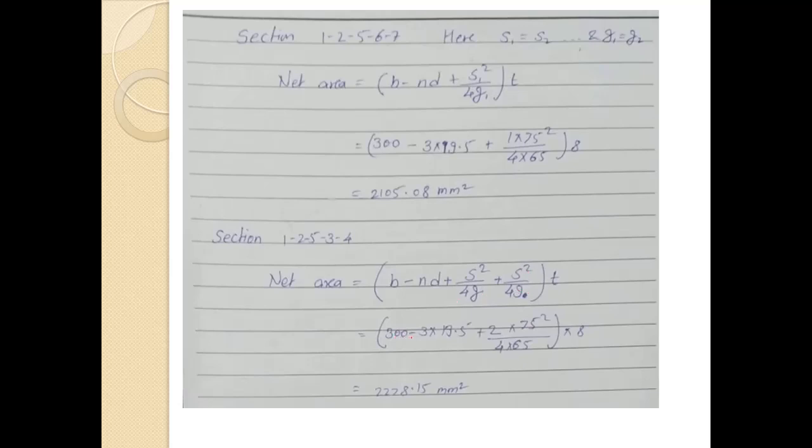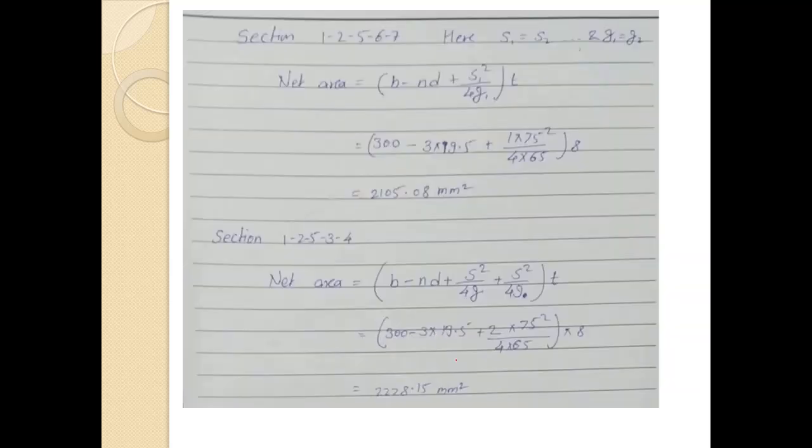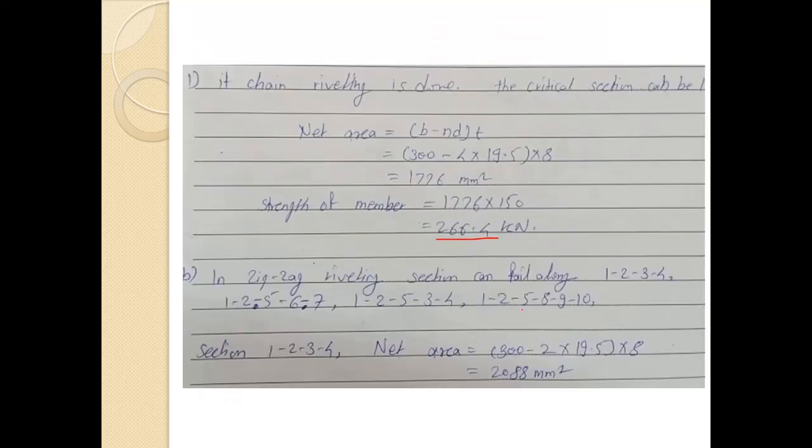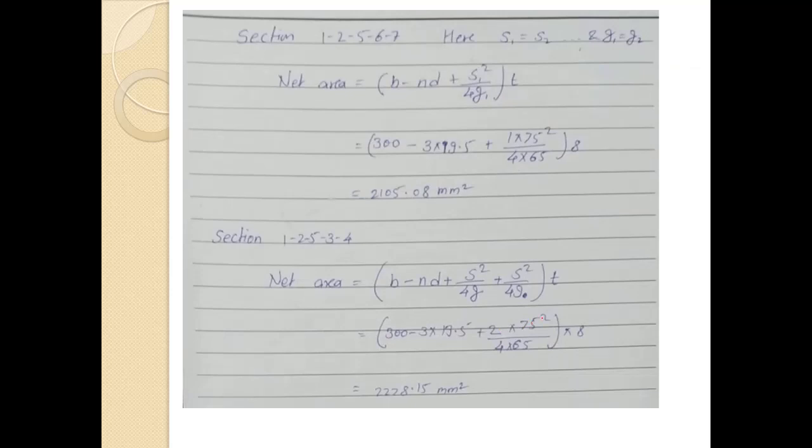So 300, that is B, minus 3 rivet holes, at 2, 5 and 3, plus 2, that is two diagonal sections, that is 2 to 5 and 5 to 3, 2 into 75 square divided by 4 into 65 into 8. So that area becomes this much, that is 2278.15 mm square. So this is about section 1, 2, 5, 3, 4.